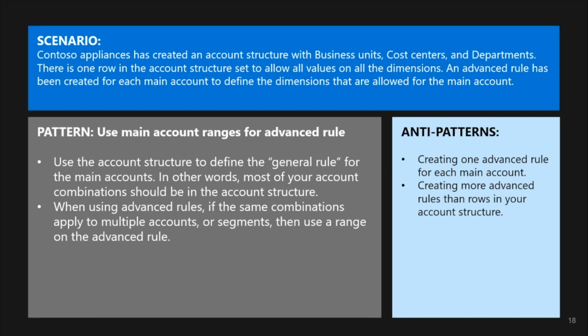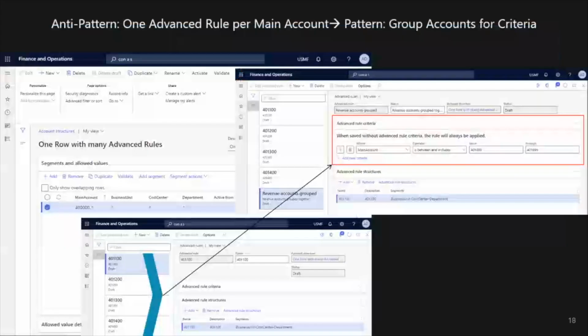Yeah, so we put some pictures together again on this one. In this case, you can see we did one row with many advanced rules. I said all of my P&L, 400,000 star, so like any account. You can see there's just the one row in there, and we've got business unit, cost center, and department with the stars. But then I started making advanced rules where I have one advanced rule per main account.